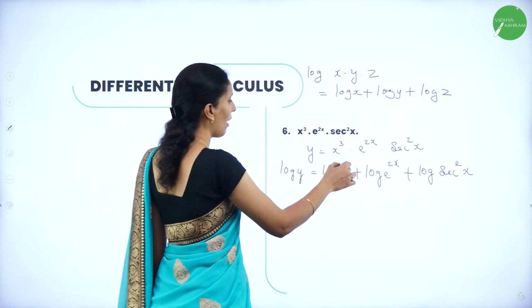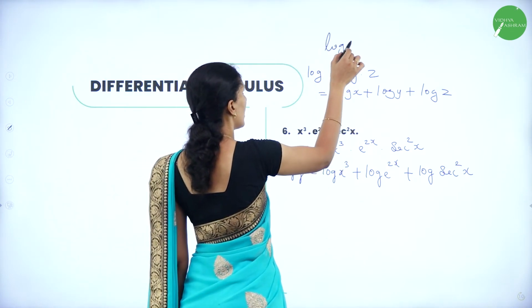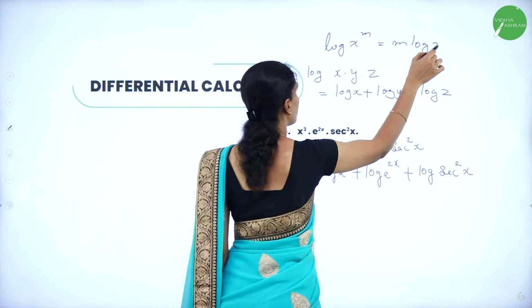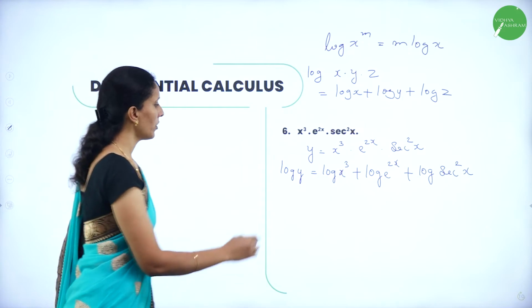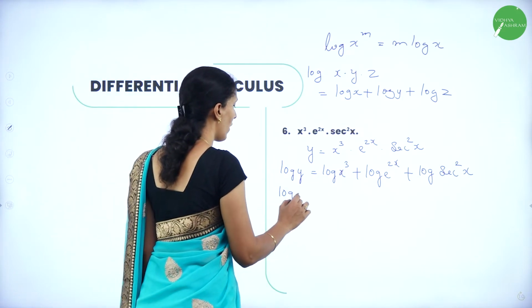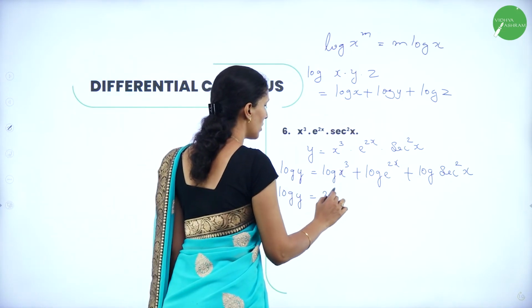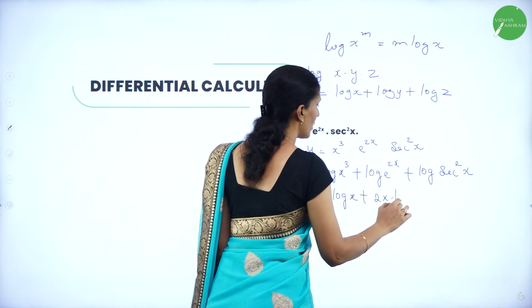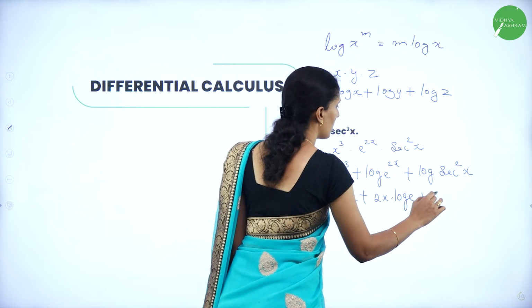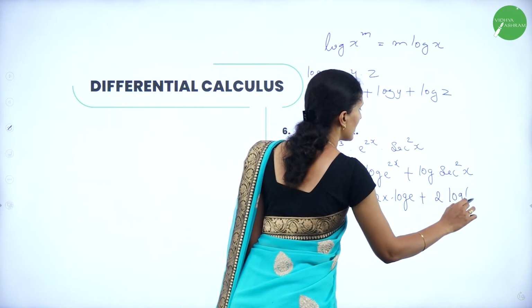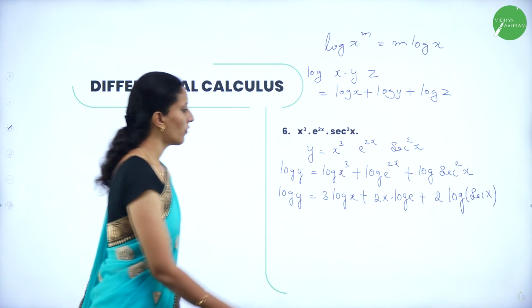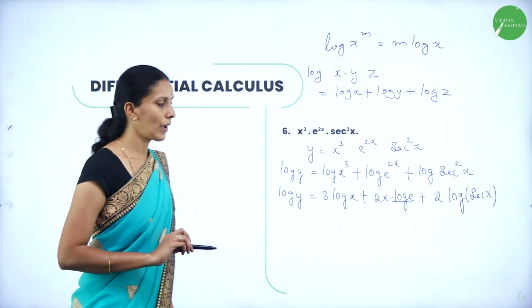Also remember, when you have power, that is log x power m can be written as m log x. So therefore using this again, this is log y. This can be written as 3 log x. This can be written as 2x into log e. And this can be written as 2 log of secant x. Now the value of log e is 1. So you can leave there.